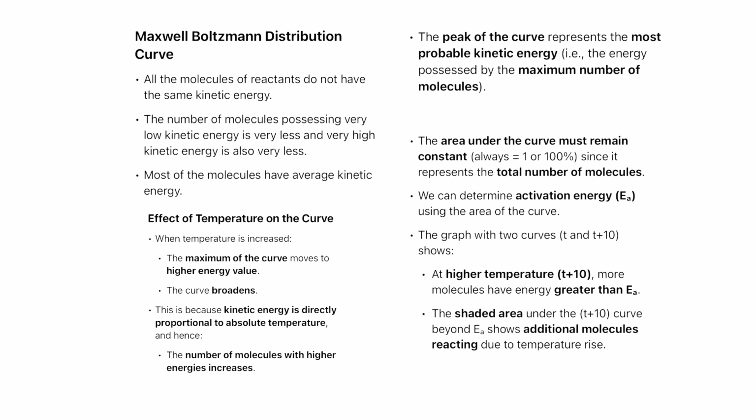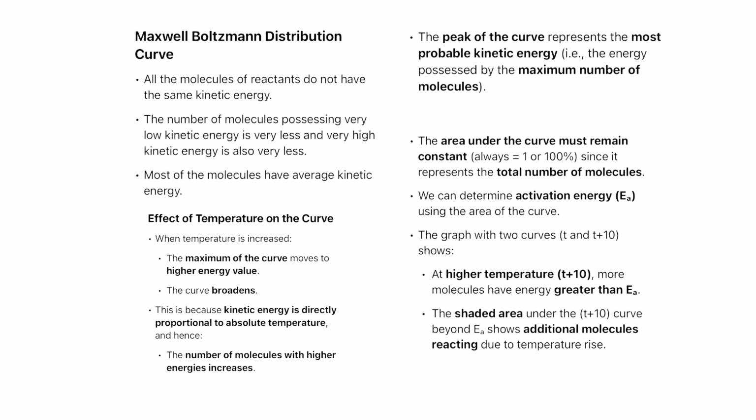You can see the Boltzmann distribution curve. All the molecules of the reactant do not have the same energy. The number of molecules possessing very low kinetic energy is very less, and very high kinetic energy is also very less. Most of the molecules have average kinetic energy, right? Effect of the temperature on the curve: when temperature increases, the maxima of the curve moves towards the right, to the higher energy region. And what is the reason? The kinetic energy is directly proportional to the temperature. As you increase temperature, the kinetic energy of the molecules increases, so the graph will shift towards the right.